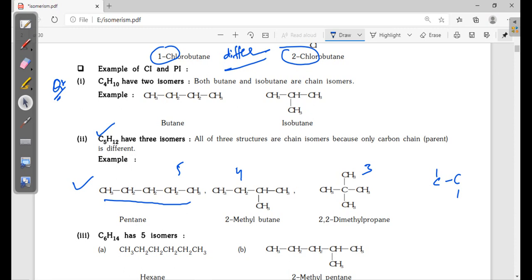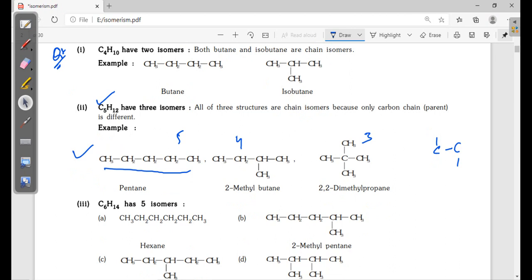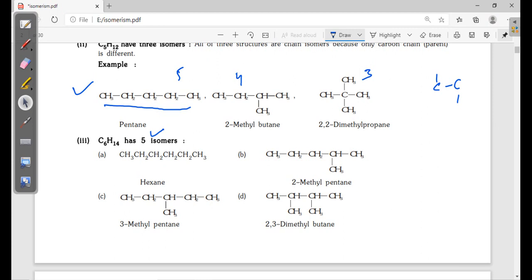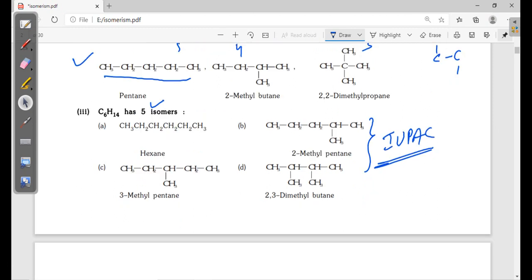In the case of hexane, you will get 5 isomers. You can try after this class, you can cross check yourself. If there are any more structures than these 5, just write the IUPAC name. If the IUPAC name is different, then that is a new structure. If the IUPAC name is the same, it means it is the same structure. You can try it.